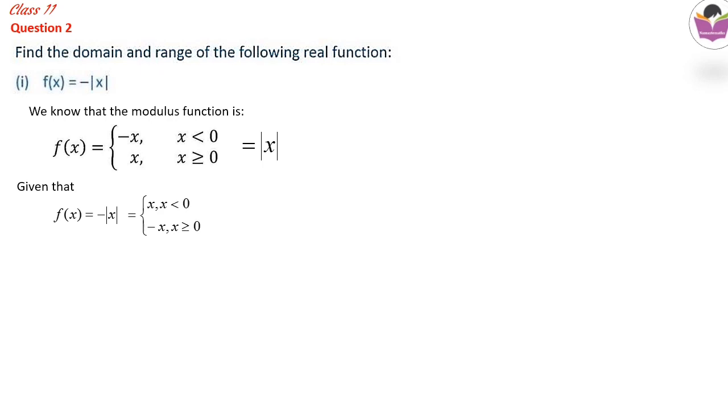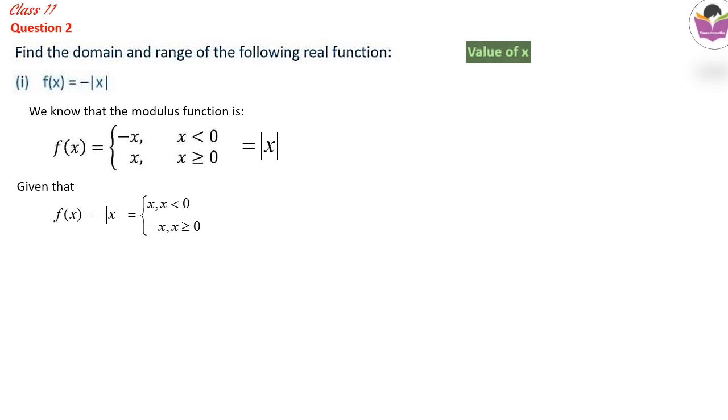So we have to change the definition. If you take the minus inside, here minus becomes plus. That means f of x is equal to plus x if x is less than 0. And here there is a plus x; when this minus comes inside, it comes as minus x. So minus x if x is greater than or equal to 0. This is minus modulus of x. By using the definition of modulus of x, we have written this.